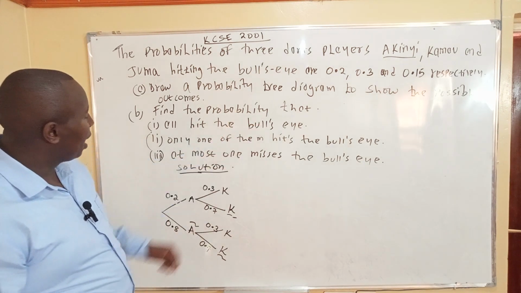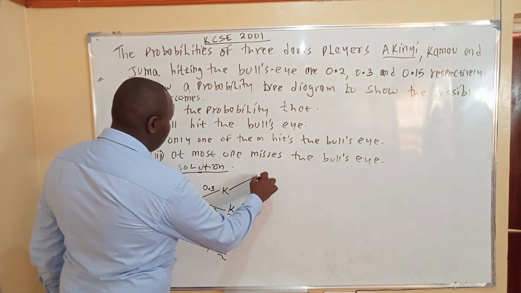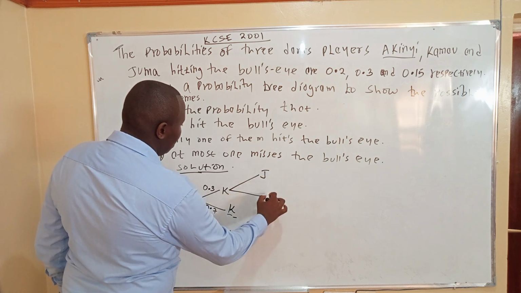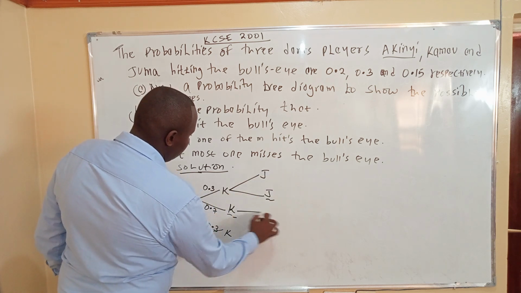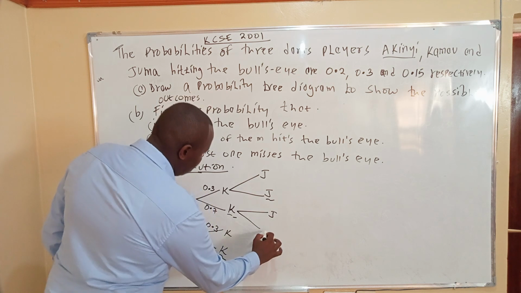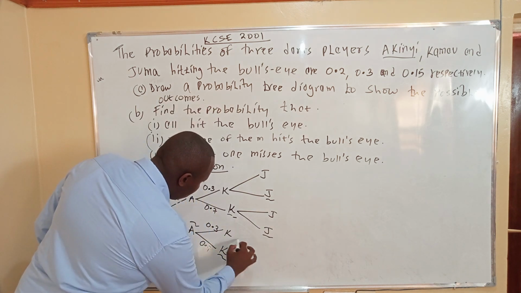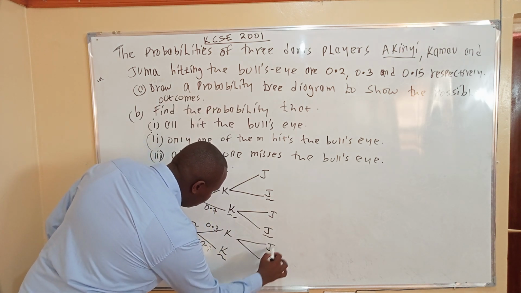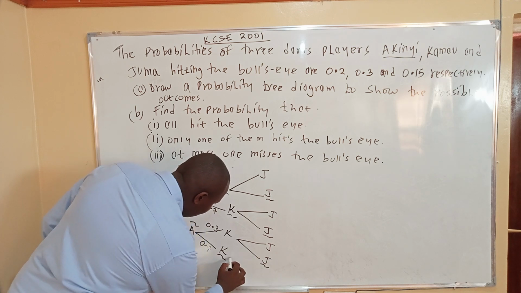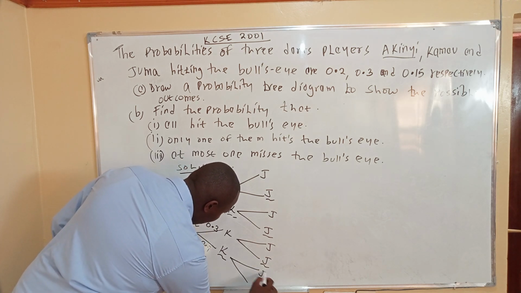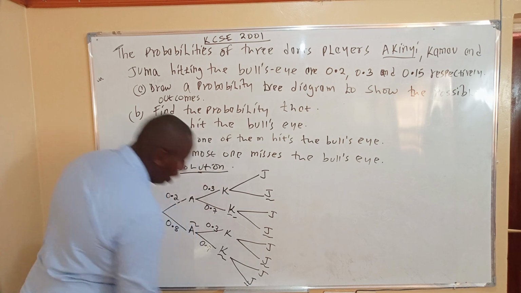Then you go to the third branch. Juma hitting. Put Juma there. Juma hitting, Juma not hitting. Juma hitting, Juma not hitting. You come to this last branch. Juma hitting, Juma not hitting the bull's eye.